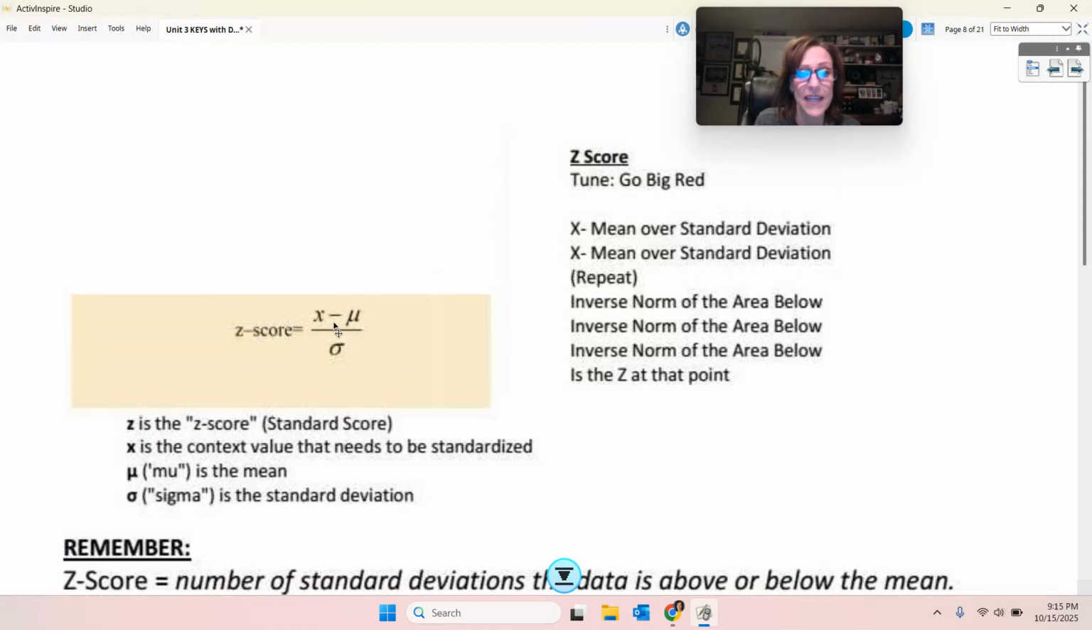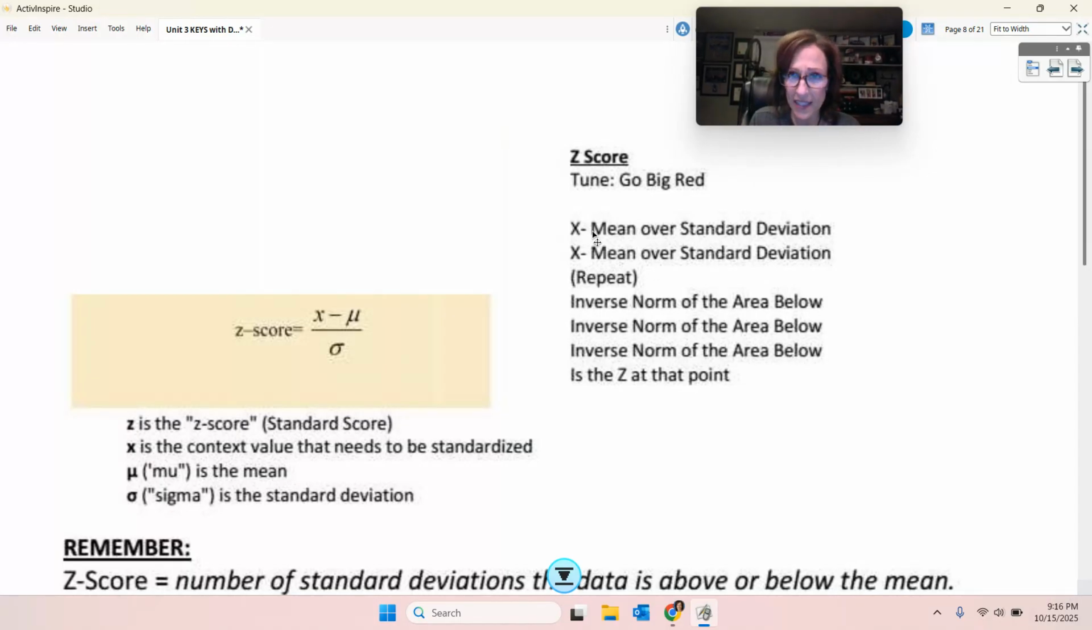Our formula is z equals x minus the mean over the standard deviation, where z is the standardized z-score. X, as we talked about yesterday, is the context value. And mu is our mean, and sigma, which you all love, is the standard deviation. I have a song that will help you remember that z-score formula so that you can get that standardized value if you have context. How far away is that context from the mean in terms of standard deviations?